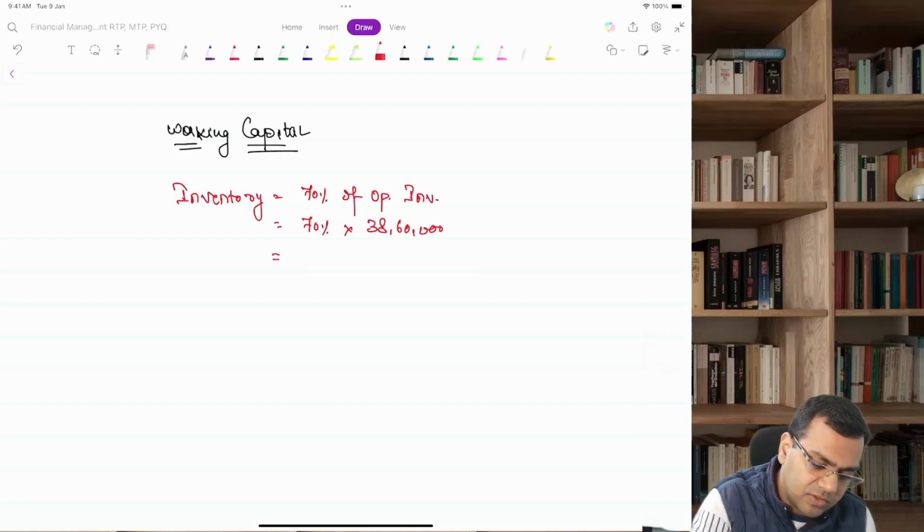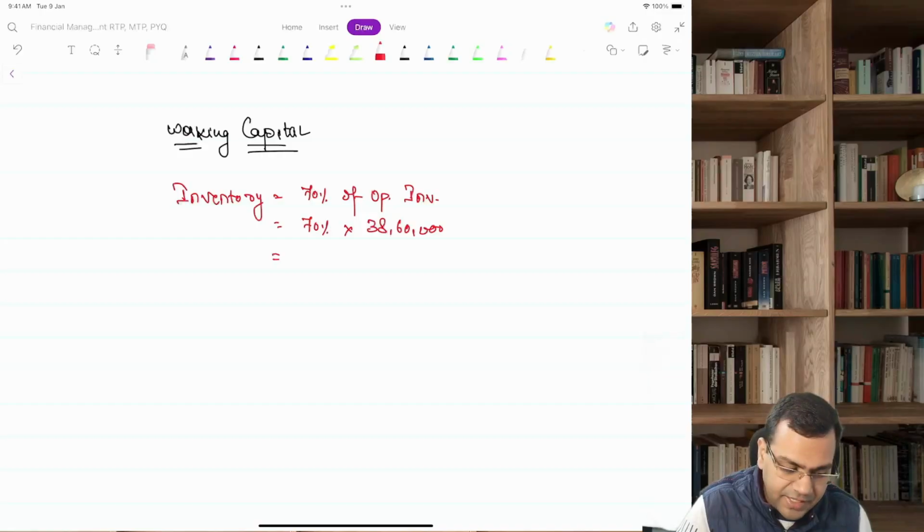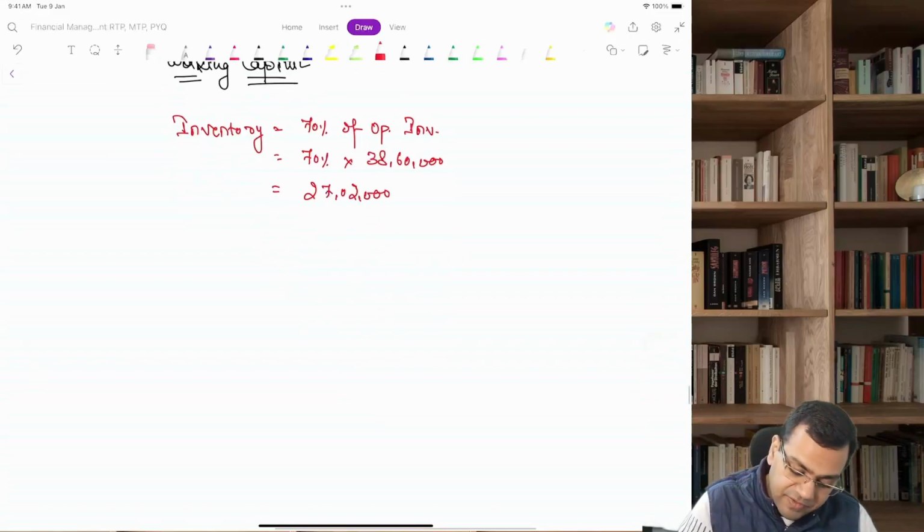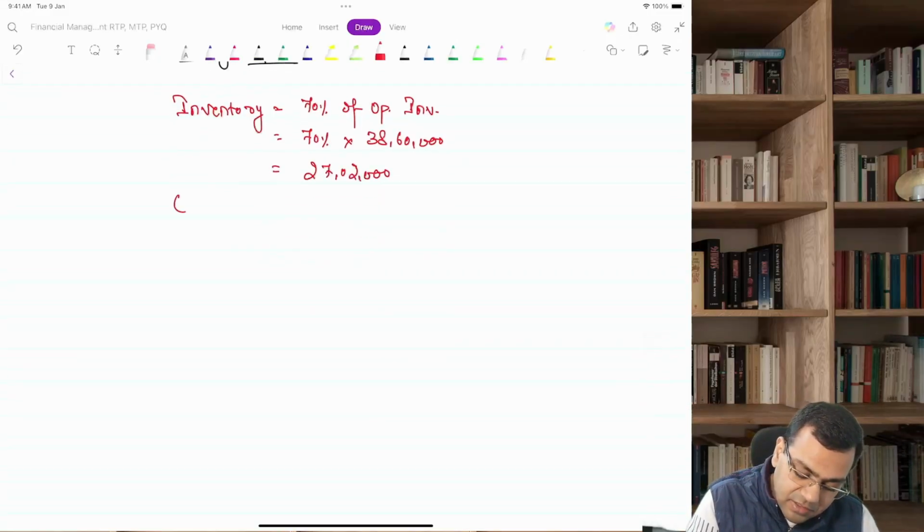38 lakh 60,000, 70% will be 27 lakh 2,000. Right, it will be 27 lakh 2,000. This will be the 70%. Fine, sir. Another thing, read the question very carefully.